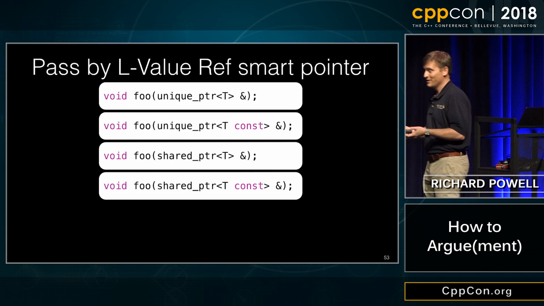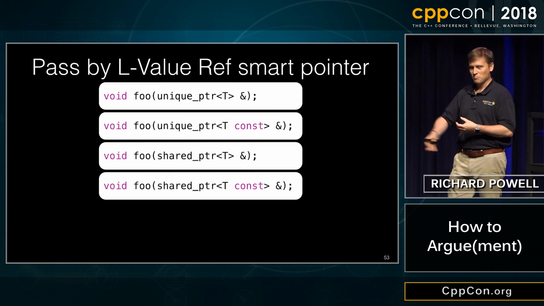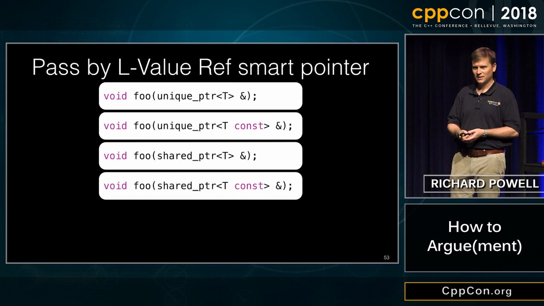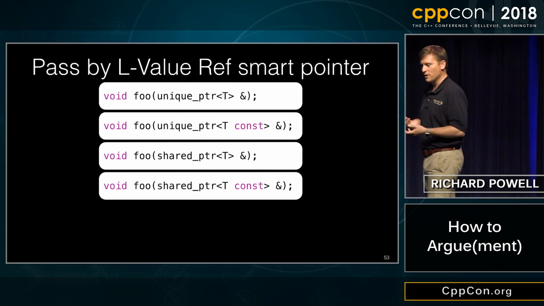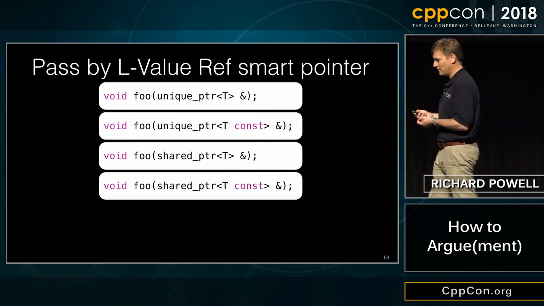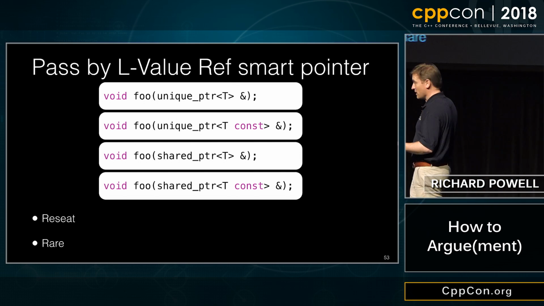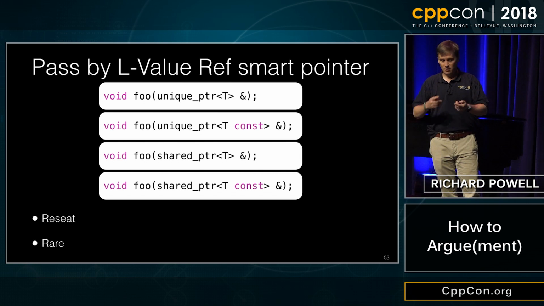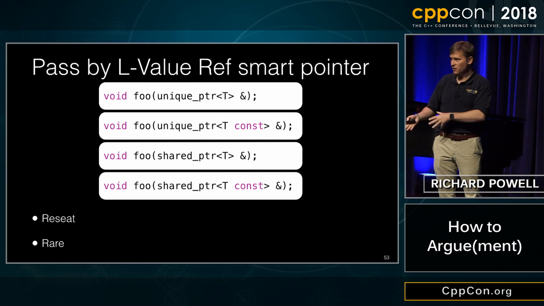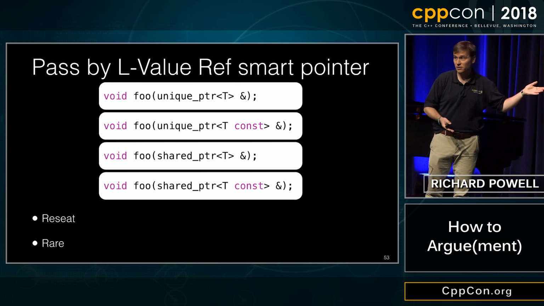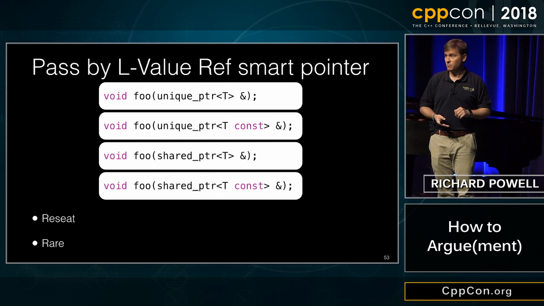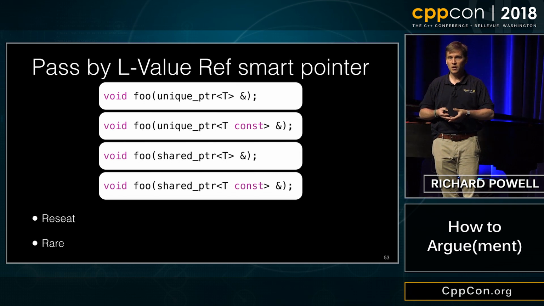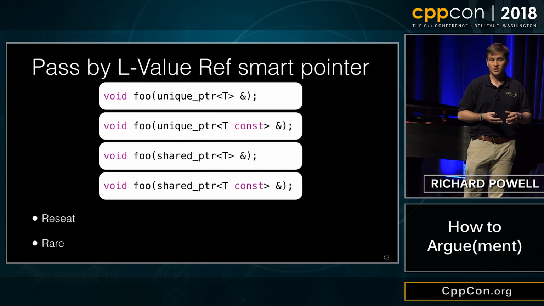And finally, the big old taking by L value ref to a smart pointer. So what would these express? Reseat. It goes back to when we were taking a pointer by ref, and we said, don't do that because it interferes with the lifetime semantics. But here, we have the lifetime semantics expressed, so what these could be used for is saying, okay, you've given me a unique pointer, I am going to change where that object is.